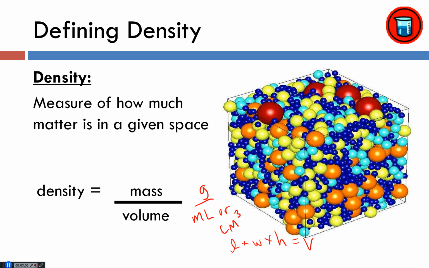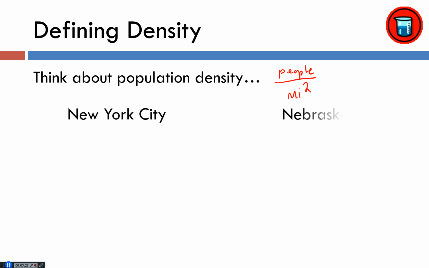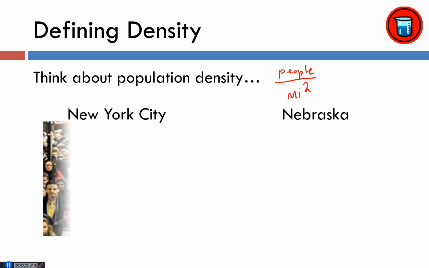Before we move on from density, just to give you another way to think about it, I want to talk a little bit about how it's probably come up in a social studies class. I'm talking about population density. Population density is usually measured in people per square mile. So I want to have you visualize two very, very different places. One you're familiar with, especially if you're one of my students, New York City. The other one you might not have visited just yet, Nebraska.